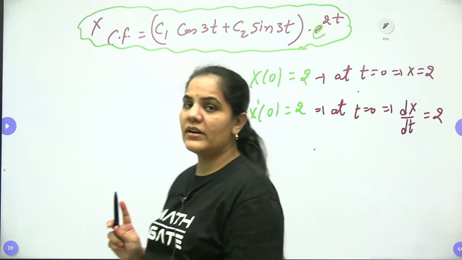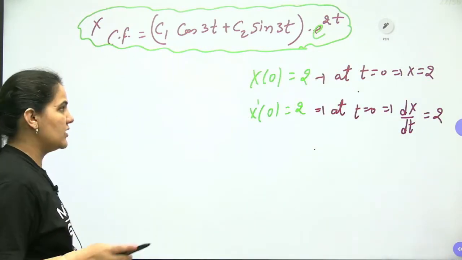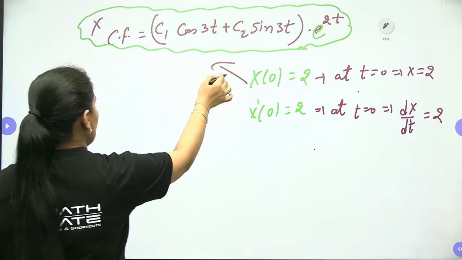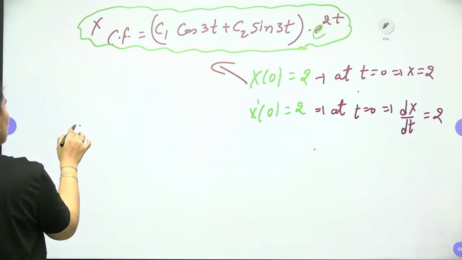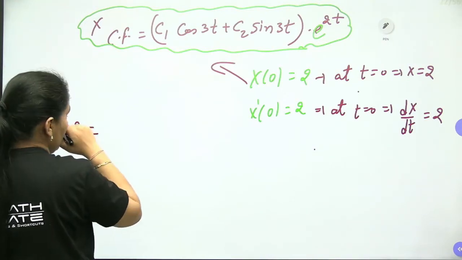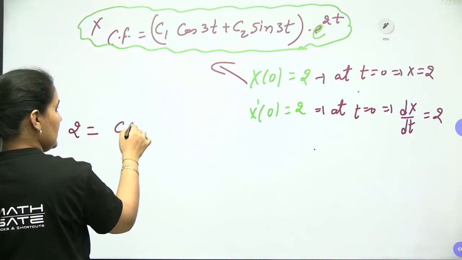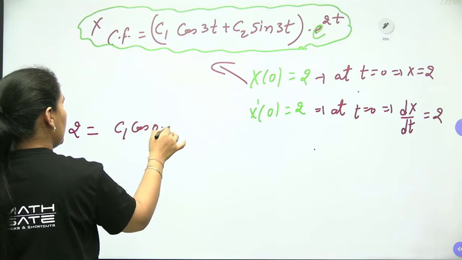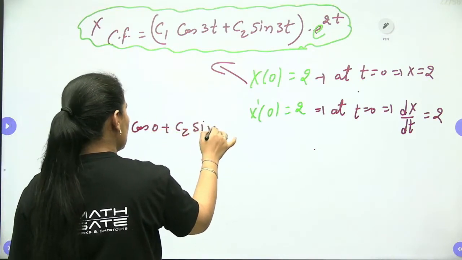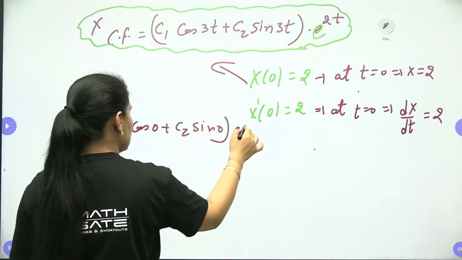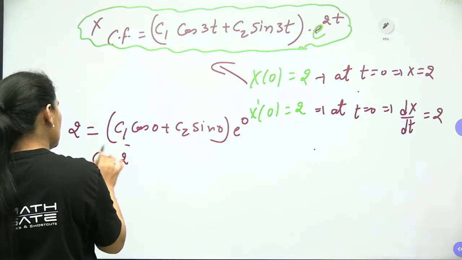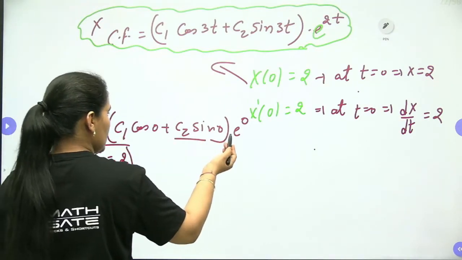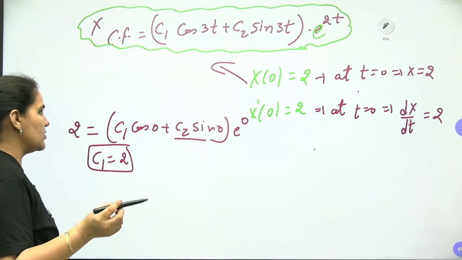So from these two conditions we can find the constants. Let's approach the first one. When t is equal to 0, x is equal to 2. So it will be c1 cos 0 plus c2 sin 0, which is 0 only, and e to the power 0, right? So we have c1 is equal to 2 only, because cos 0 is equal to 1 and sin 0 is equal to 0.